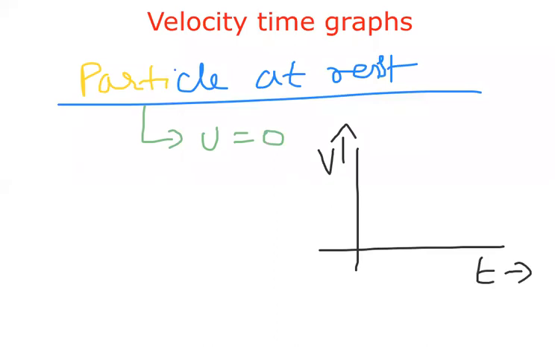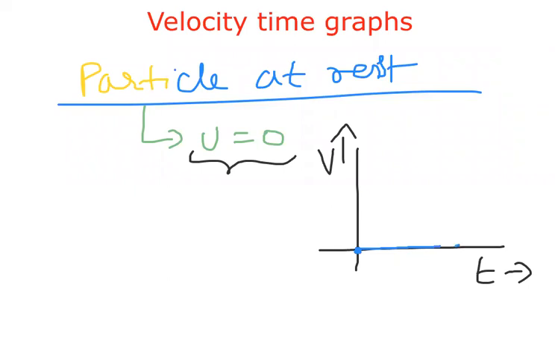When we are plotting the velocity time graph, velocity is taken on the y-axis and time on the x-axis. We just told that the velocity value is zero. Particle at rest means the velocity is zero every time. There is no change in velocity. Always the velocity is zero. So if you don't draw any graph and simply leave it like that, it indicates the particle is at rest.